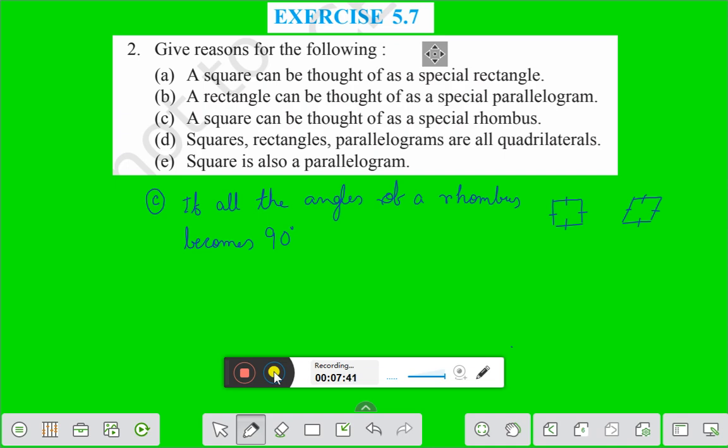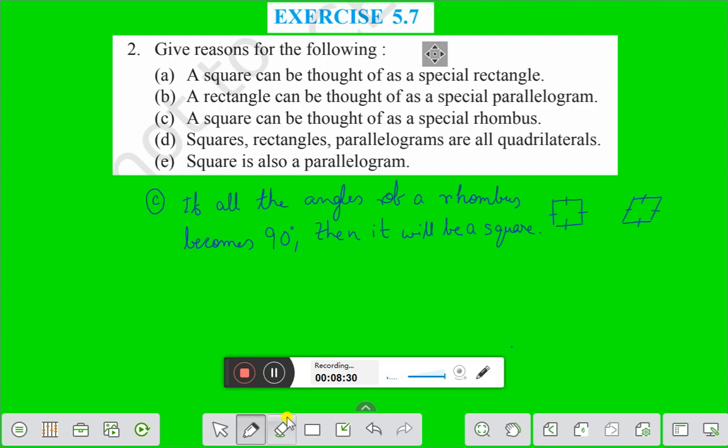Now question number C. A square can be thought of as a special rhombus. Here this is the rectangle and this is the rhombus. In the case of rhombus, all the sides are equal, and in the case of square, all the sides are equal, right? And in the case of rhombus, all the angles are not 90 degree, but in the case of square, all the angles are 90 degree. That means if all the angles of a rhombus become 90 degree, then it will be a square.